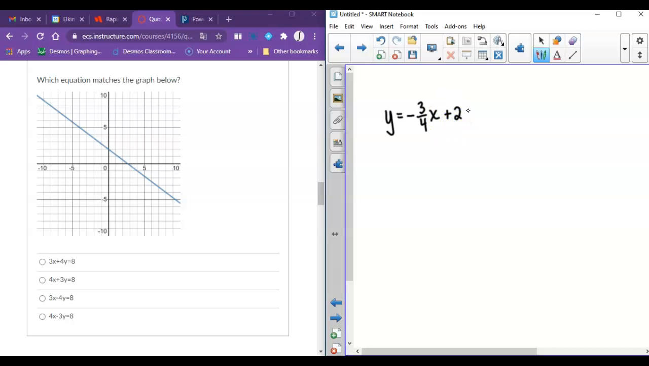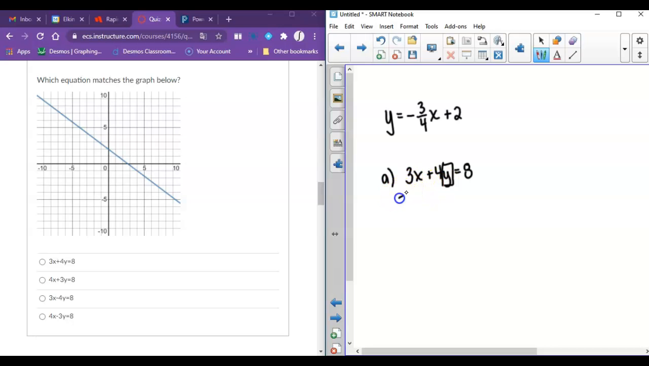The problem with this question is that all of our answer choices are given in standard form. They're not given in y equals mx plus b form, which is what I know. So I've got to check all of my answer choices to see which one matches this. So I'm just going to start with A right here. And I've got 3x plus 4y equals 8. And I want to solve this for this y right here.